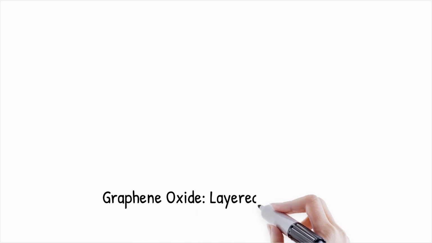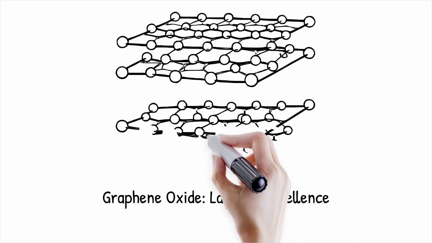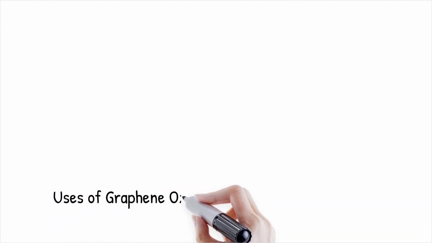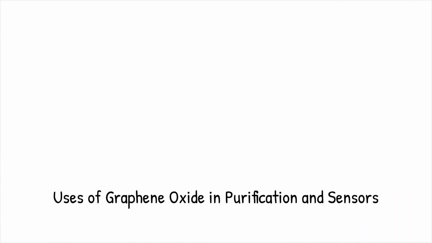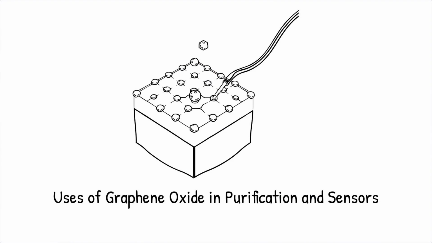Graphene oxide, GO, is a chemically modified form of graphene with oxygen-containing functional groups, enhancing its dispersibility in water and ability to adsorb ions and molecules. Reduced graphene oxide, RGO, is partially restored to graphene-like properties through reduction processes, offering a balance between functionality and conductivity. Both materials exhibit high surface areas, around 1,000 meters squared per gram, and are used in catalysis, energy storage, and sensors.